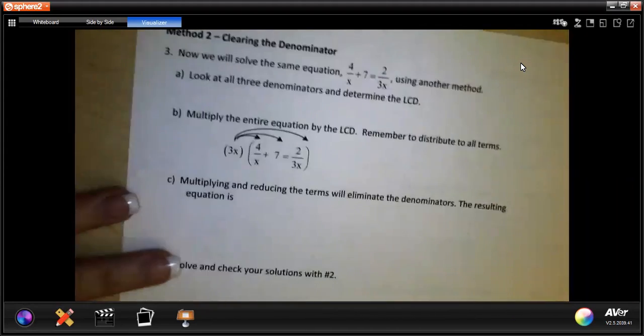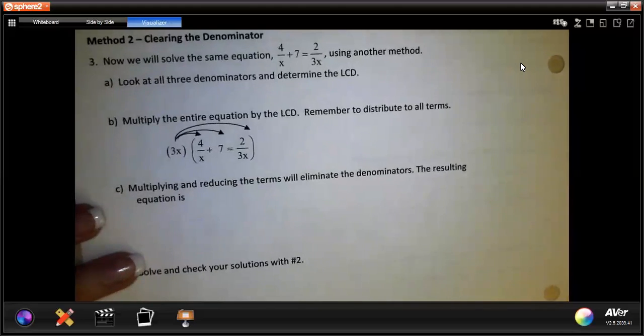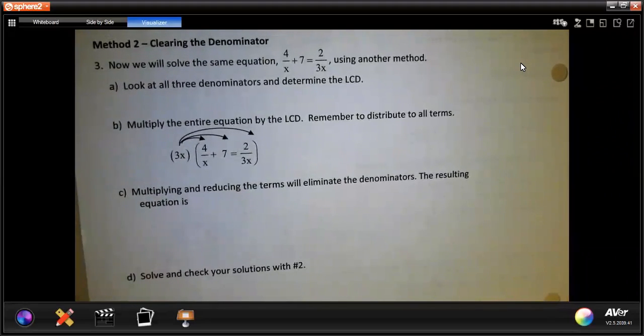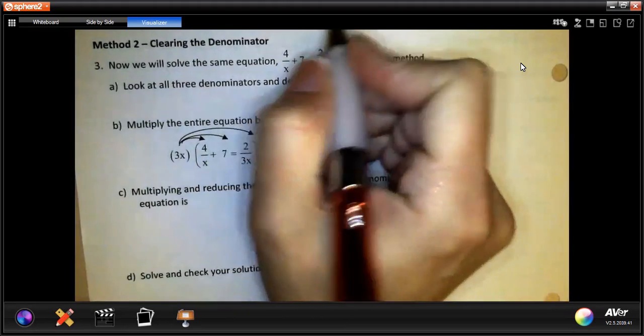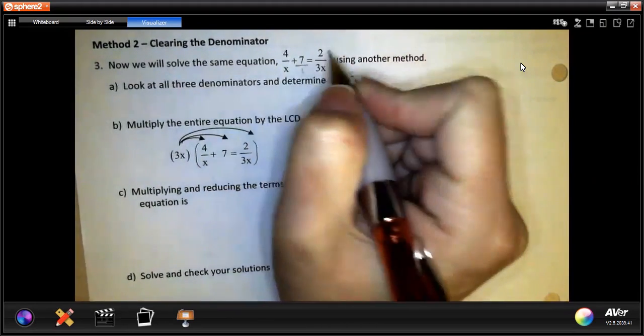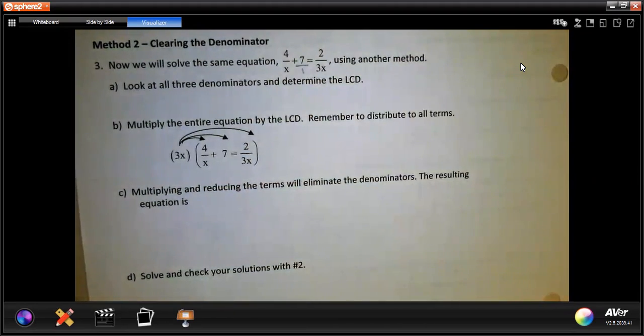All right, we're going to move to the second method, which is clearing the denominator. And we'll look at the same exact equation we just did. So with clearing the denominator, you're going to do exactly what that sounds like. You're going to get rid of the denominators so that you can just work it like a regular problem. So we look at all three denominators, and we say 3, because remember whole numbers are over 1. And we look for that least common denominator. We already did that on the other side.